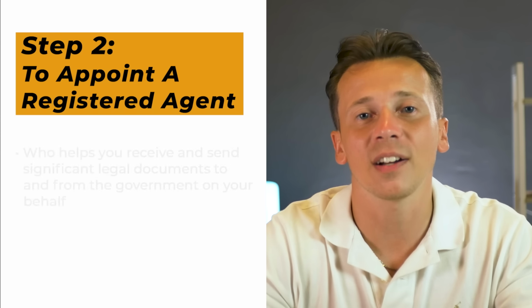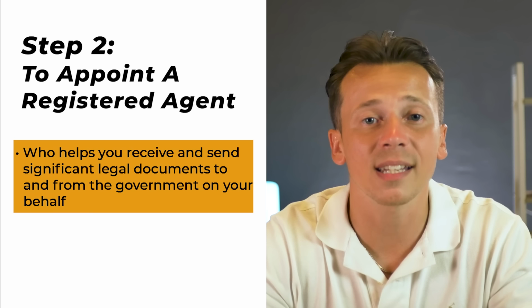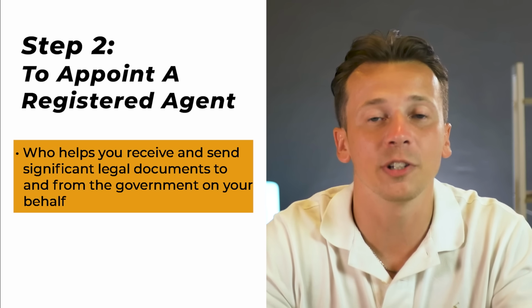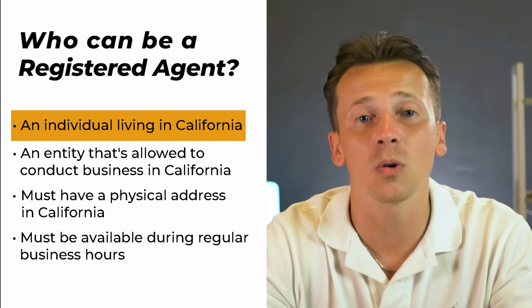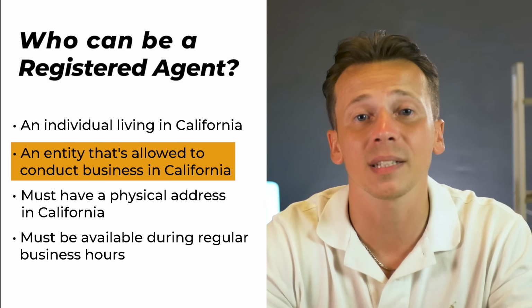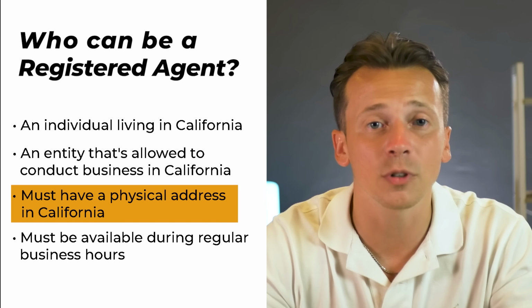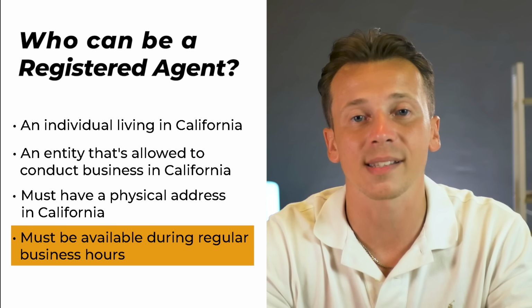Step number 2 is to find a registered agent. A registered agent is a person or a business that's going to help you receive and send significant legal documents to and from the government on your behalf. So in case you get sued or the state needs to contact you, they're going to contact you through your registered agent. So who can be one? They must be an individual living in California, or they must be an entity who's allowed to conduct business in California. They also must have a physical address in California, and they must be on site and available to accept documents during regular business hours.